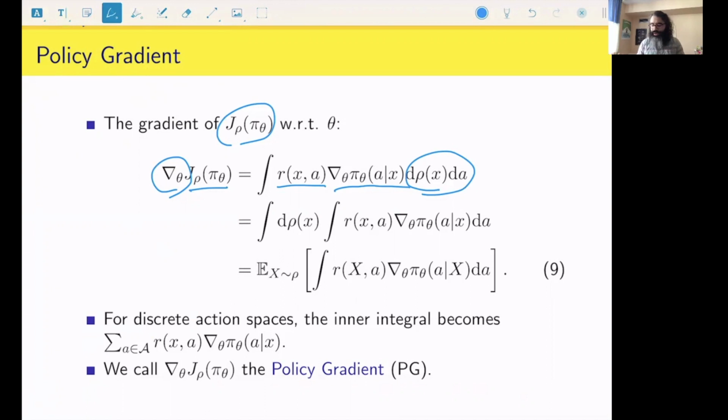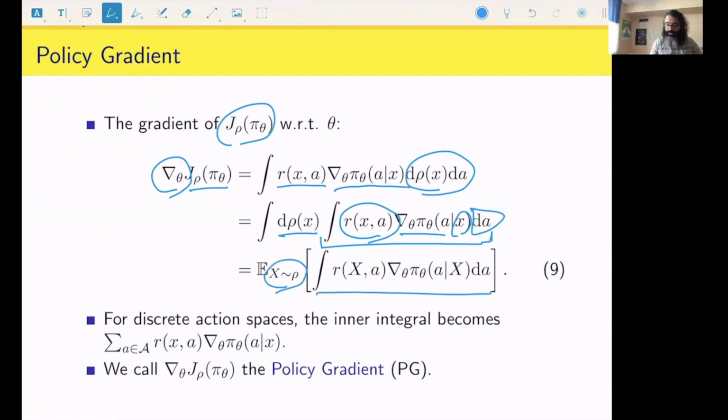So I can reorder it a little bit to make it more explicit. We have this inner integral, which is essentially saying that we have the gradient of pi theta for a fixed x. We compute the gradient of pi theta multiplied by reward and take the average over actions, which can also be written like this. And then this inner integral, we take a weighted average of it according to rho, which means that we are essentially computing the expectation of this inner integral when x is coming from distribution rho.